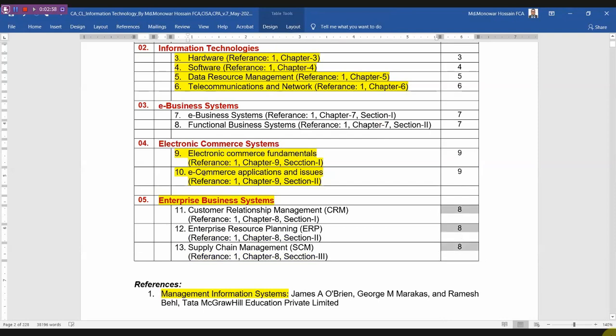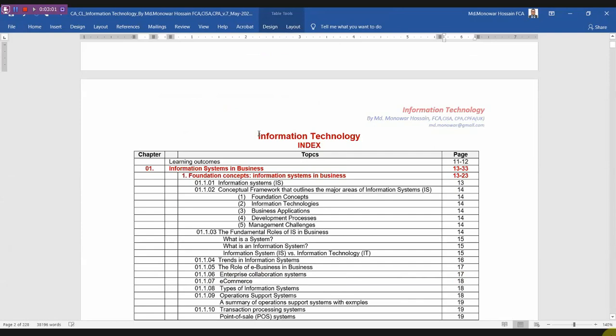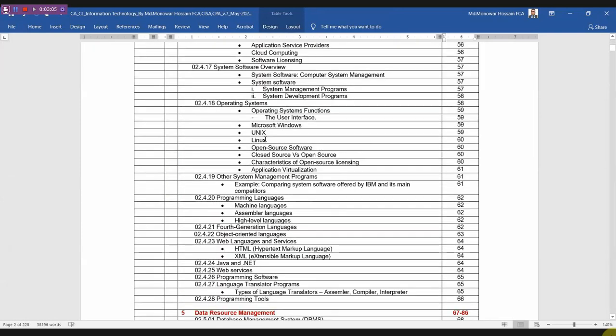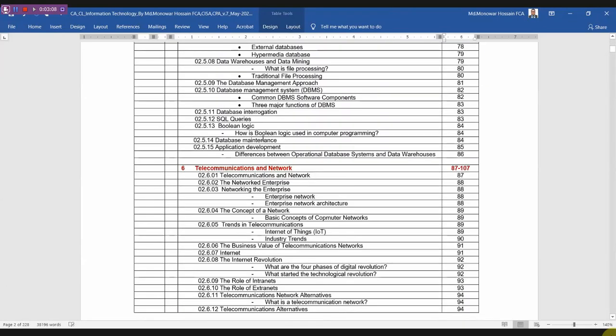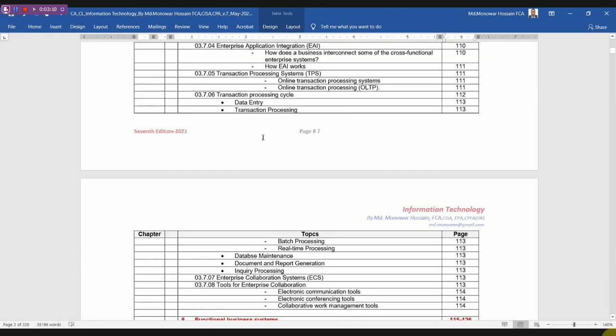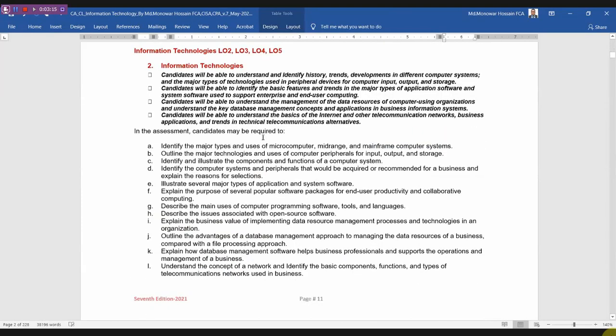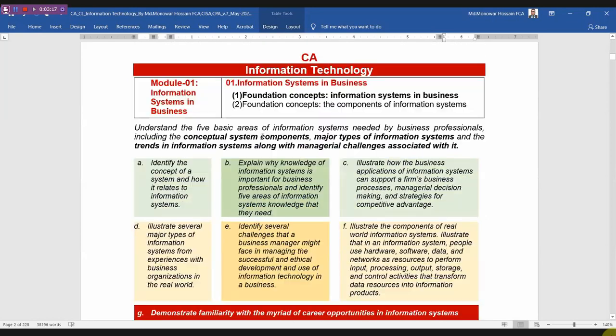So this is also a few items we will provide you, and after every class, I will provide you the sheet, and it will be helpful to you, I think. Today we are going to discuss information system in business, and hopefully we will be able to cover 2 topics today. Definitely, inshallah, we will finish information system in business. That's a fundamental concept.